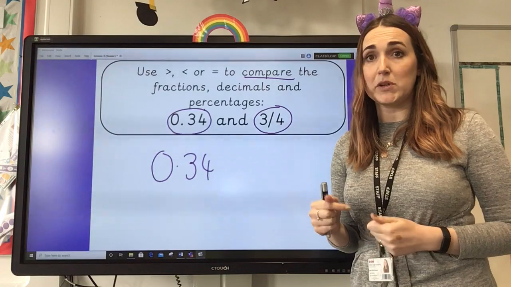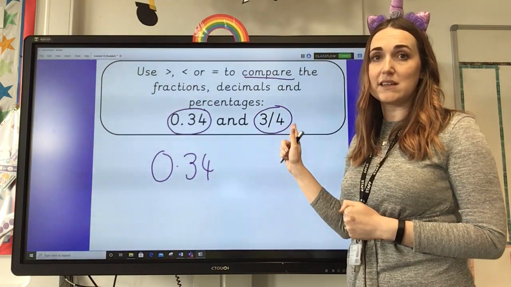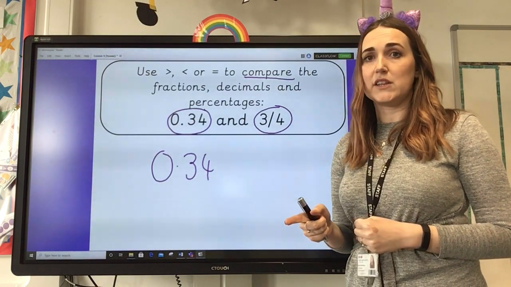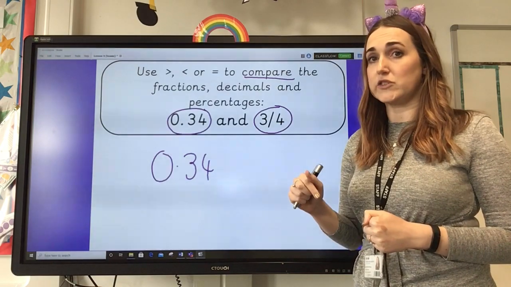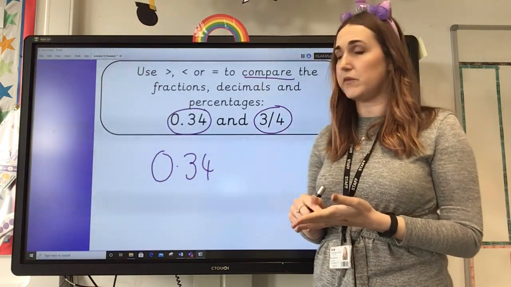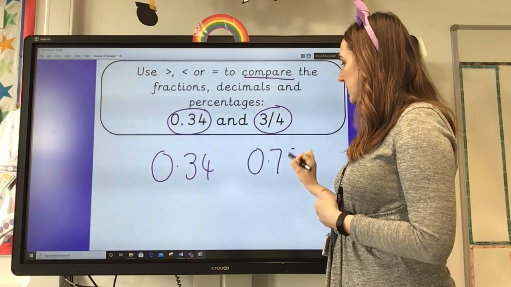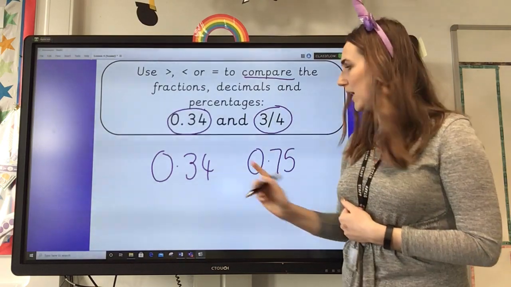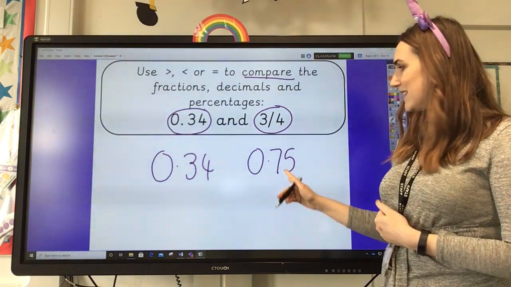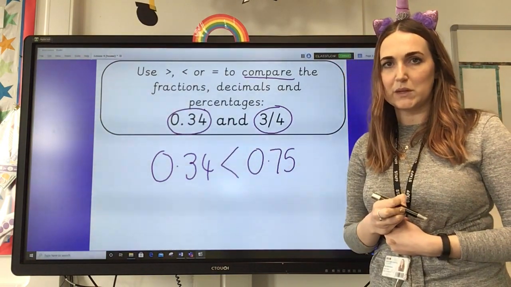Now, some of you might remember you could do that on a calculator. You could divide the numerator by the denominator, so you could do 3 divided by 4. Others will remember that you can turn it into a fraction over 100 and then turn that into a decimal. If you do 3 divided by 4 on your calculator, you'll find that as a decimal it is 0.75. Well, now I've got both of those as decimals, it's quite easy to see that this is the one that is bigger. So I would put this symbol between them.